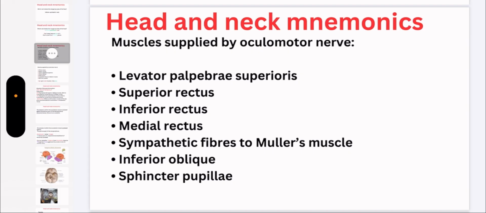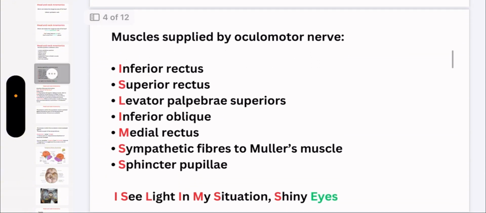The next mnemonic: the muscles supplied by the oculomotor nerve are levator palpebrae superioris, superior rectus, inferior rectus, medial rectus, sympathetic fiber to Müller's muscle, inferior oblique, and sphincter pupillae. How can you remember this one? You can remember it by remembering this mnemonic.